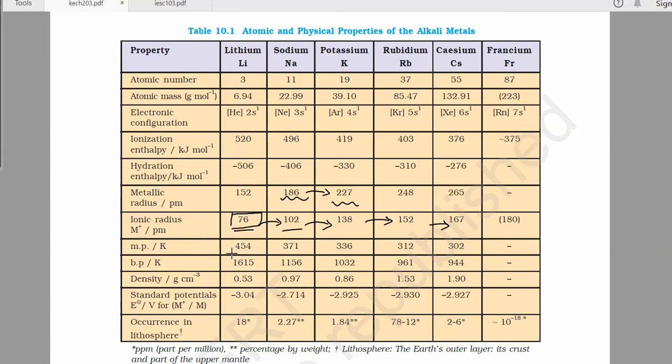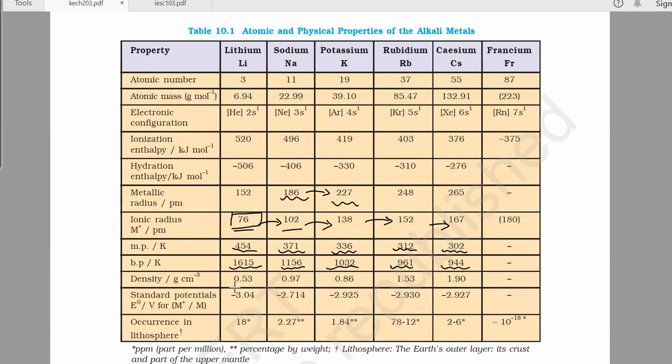Next is the melting point. Lithium is having 554. For sodium, it is 371. For potassium, it is 336. For rubidium, it is 312. For cesium, it is 302. Next, boiling point 1615 for lithium, which is the highest one. Then for sodium and potassium, you can see that it is much lower than that of lithium. And for cesium and rubidium, it is very much lower, 944 and 961 only.